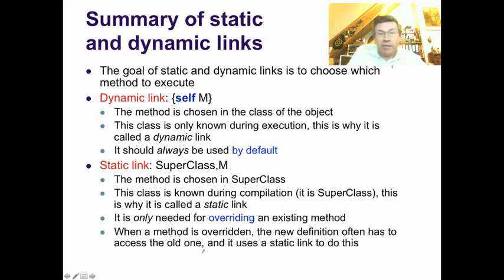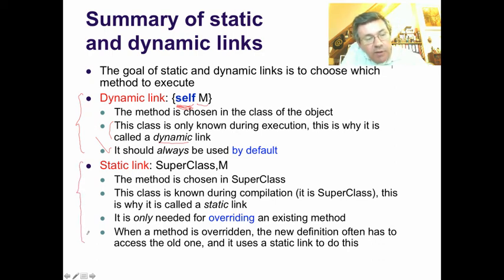So let me now summarize the two kinds of links we've seen. We've seen static and dynamic links. The dynamic link invokes the method in the object itself, in the class of the object, and it's only known during execution because we can put many different kinds of objects here. We only know them at execution. That's why it's called dynamic link. This is the one you should always use by default. When you're normally calling a method in an object, it should always be through dynamic link.